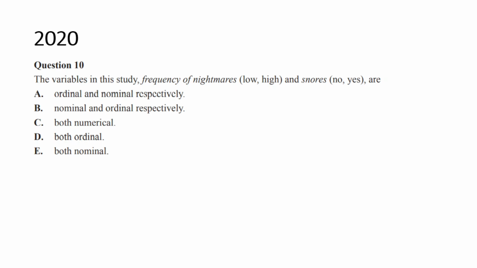Okay, so question 10 from the same exam. The variables in this study, frequency of nightmares, low and high, and snores, no or yes, are, we've got a list of options. Frequency of nightmares, we can see there are 2 categories, so it is categorical. Snores, again, we can see there are 2 categories, no and yes.